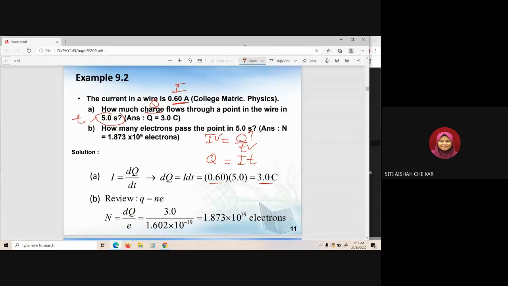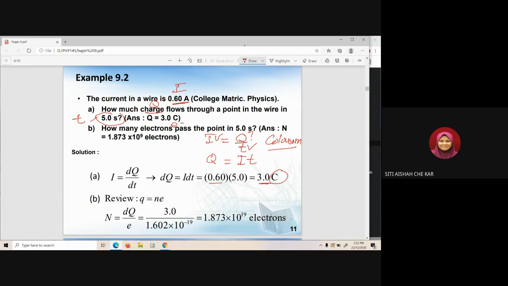So the unit for charge is the coulomb. The coulomb is also named after the person who came up with this discovery, this theory, so that's why the unit is this. Okay, then the question asks how many electrons pass the point in 5 seconds. So it wants to know how many electrons, that is E.